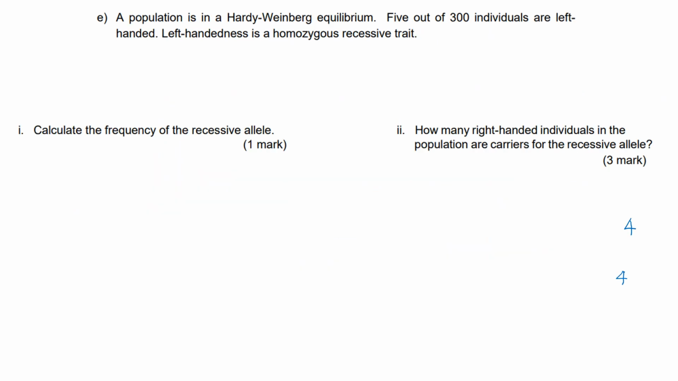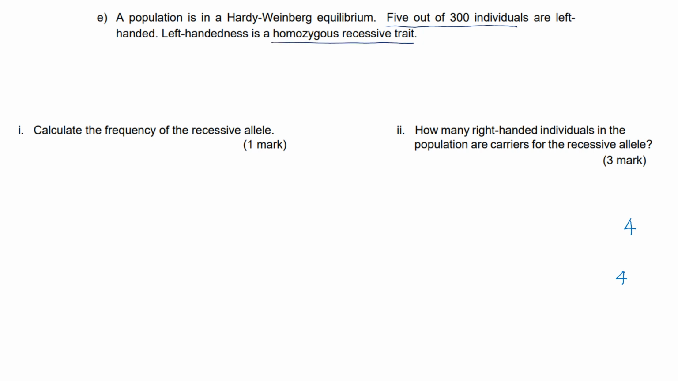And the last question, which is question E. In this question, it asks you on gene population. A population is in Hardy-Weinberg equilibrium. 5 out of 300 individuals are left-handed. Left-handedness is a homozygous recessive trait. For this type of question, you have to identify and take note of the clues given in the questions. It says here 5 out of 300 individuals are left-handed, and left-handed is a homozygous recessive trait.